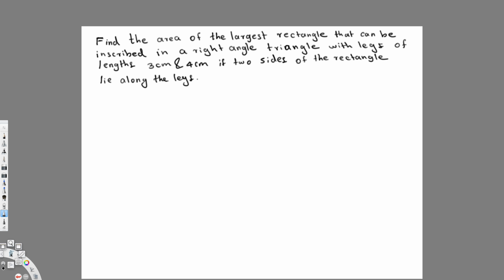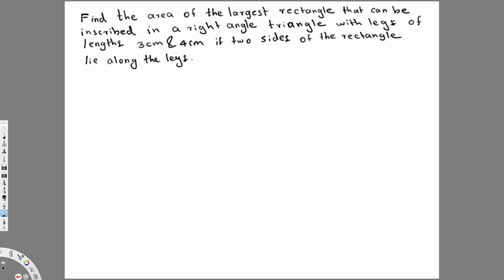Going on, guys? We have this question right here. It's asking, find the area of the largest rectangle that can be inscribed in a right angle triangle with legs of length 3 centimeter, 4 centimeter, if two sides of the rectangle lie along the legs.